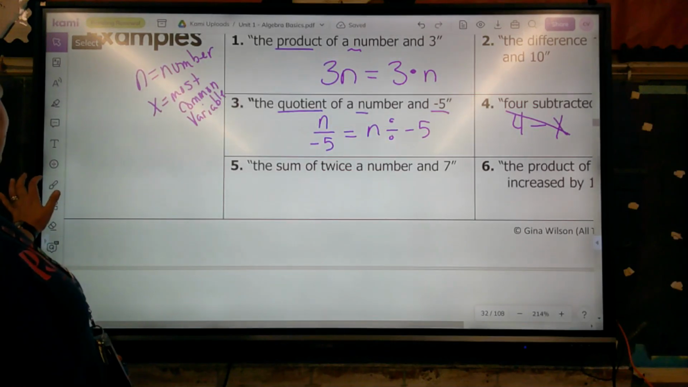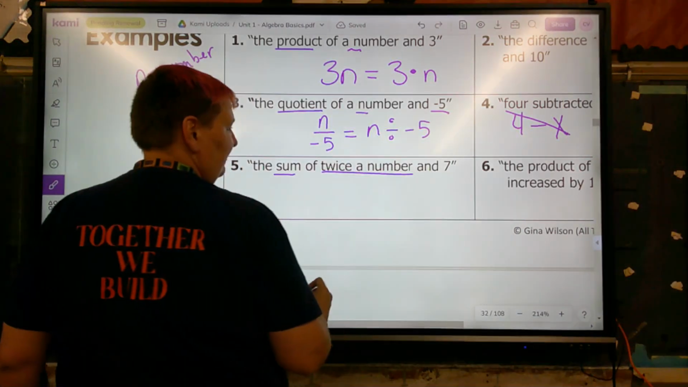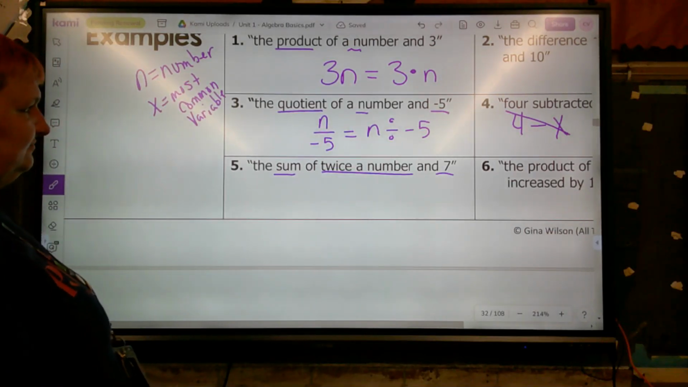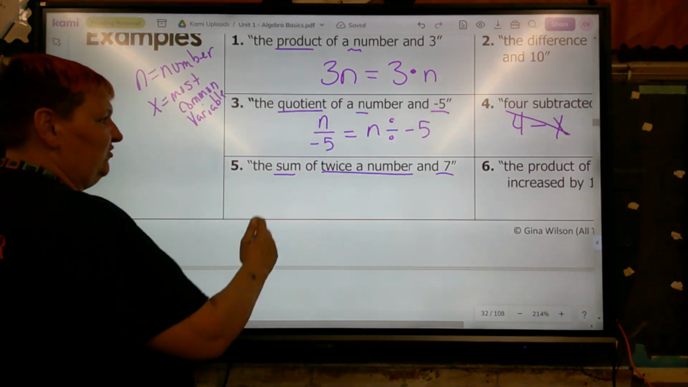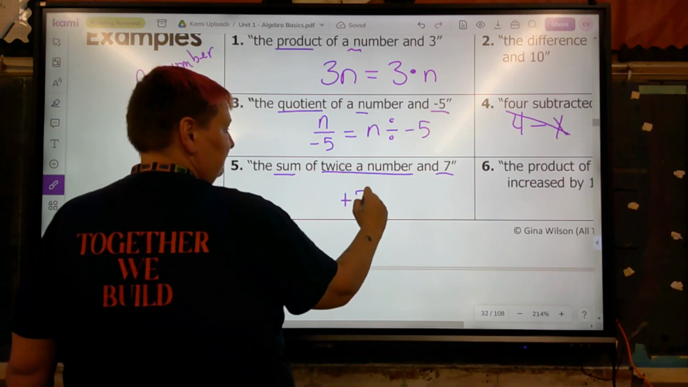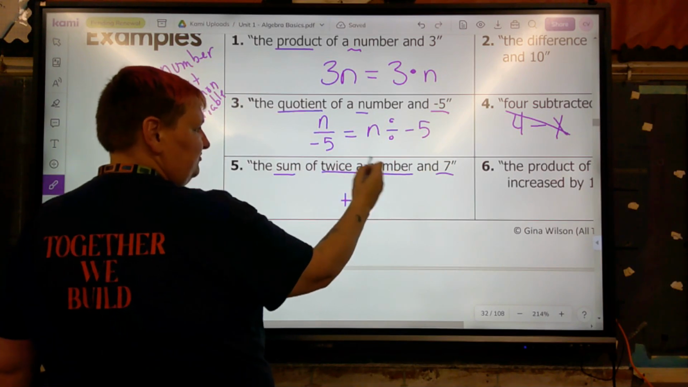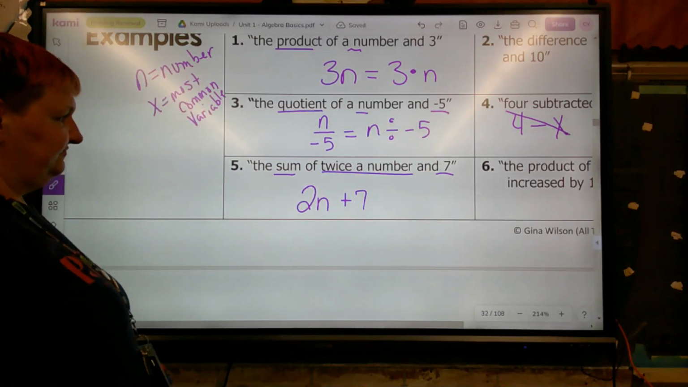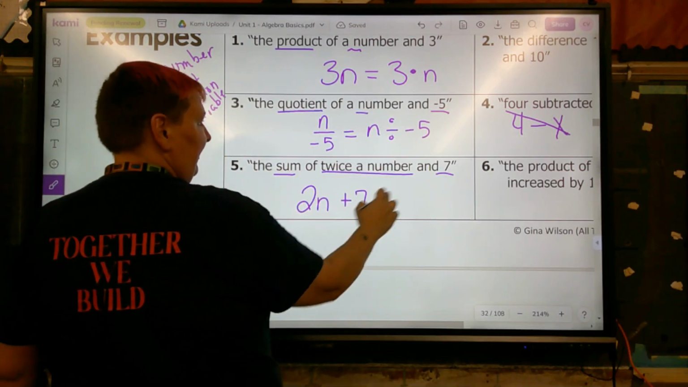All right, the sum of twice a number and 7. We know addition is going to be there. We're going to be adding 7 to something. We're going to add 7 to twice a number. 2 times a number, plus 7. The sum of twice a number and 7.